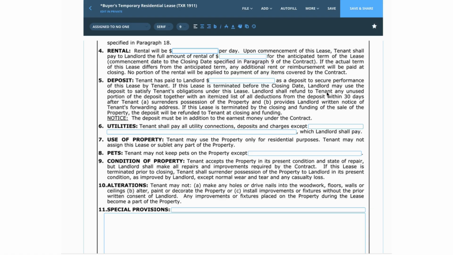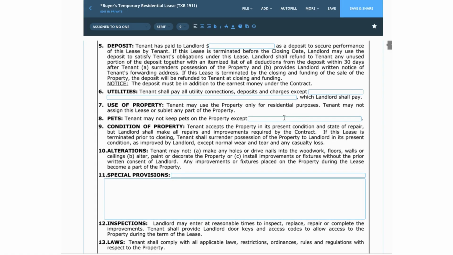Landlord shall refund the tenant any unused portion of the deposit together with an itemized list of all deductions from the deposit within 30 days after tenant surrenders the property and provides landlord with written notice of tenant's forwarding address. If the lease is terminated by the closing and funding of the sale of the property, the deposit will be refunded to the tenant at closing and funding. So notice the deposit must be in addition to the earnest money under the contract, okay?